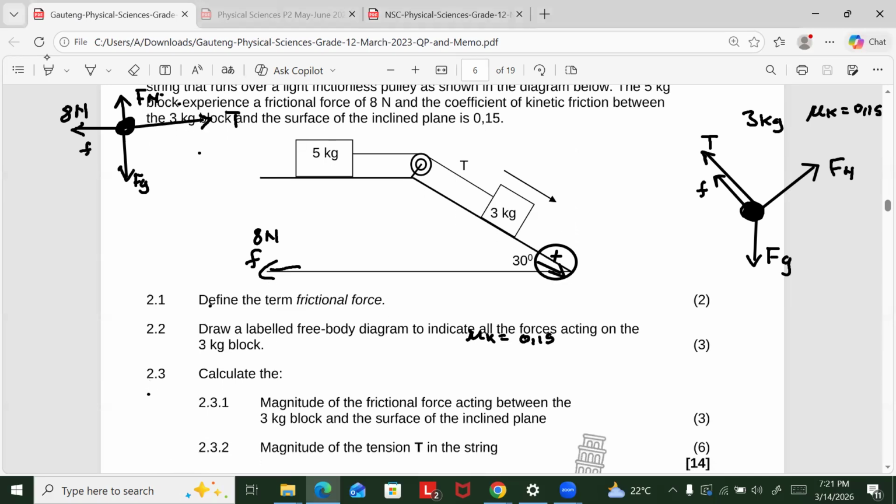So the next question says: calculate the magnitude of the frictional force acting between the 3 kg block and the surface of the incline.